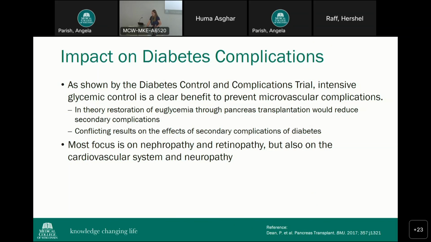And then in regards to cardiovascular outcomes, there has been favorable reduction in risk and events through improvement of microangina. And then neuropathy, unfortunately, has received the least attention. However, there has been one study that proved that sensory and motor function, as measured by conduction studies, has improved with pancreas transplant.